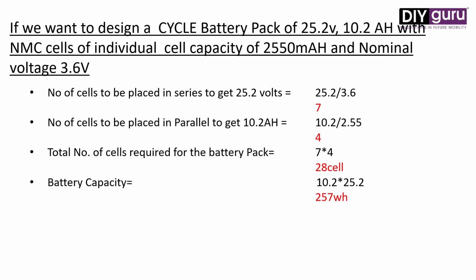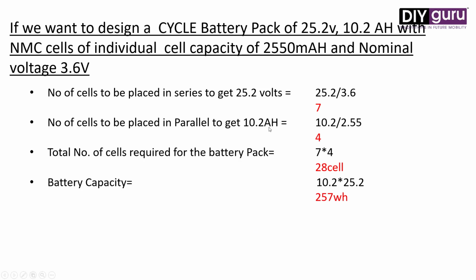We will take one more example in which we will design a cycle battery pack of 25.2 volt, 10.2 Ah, with NMC cells of individual cell capacity of 2550 mAh and nominal voltage 3.6 volt. First we have to determine and place the cells in series so that we could get 25.2 volts. 25.2 divided by 3.6, so when we place 7 cells in series, we get the desirable voltage of 25.2 volt.